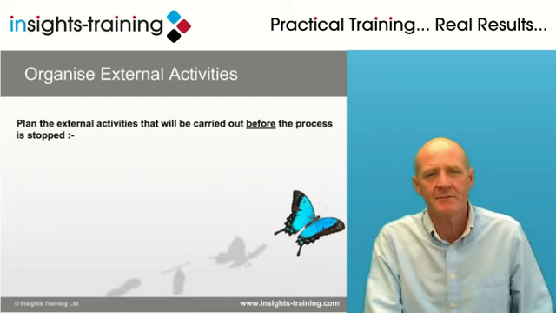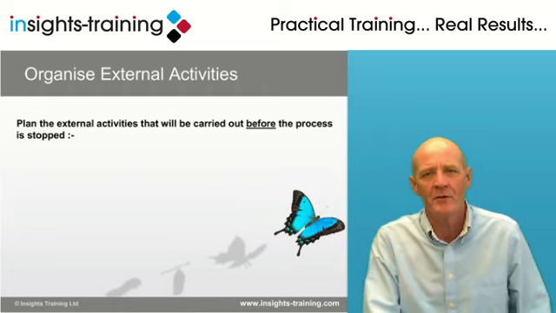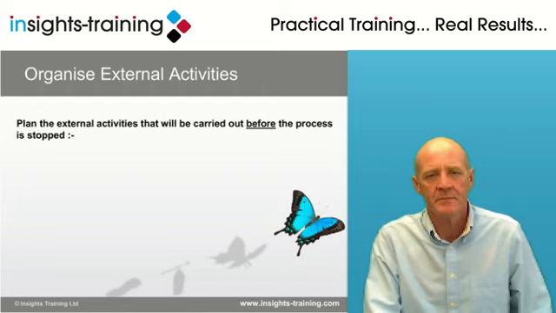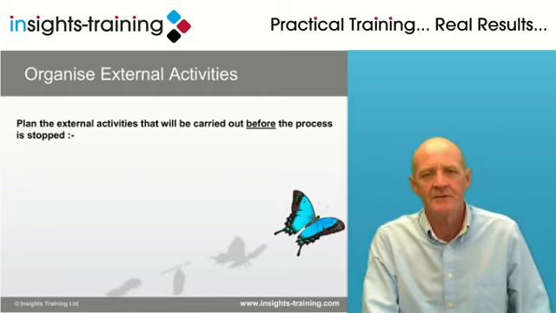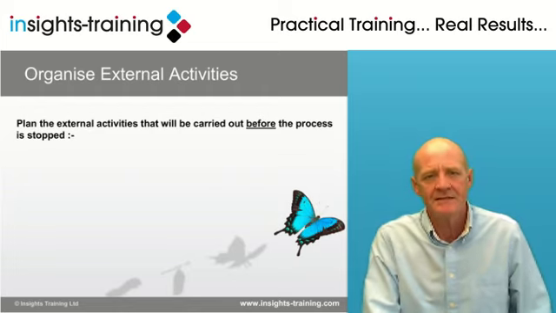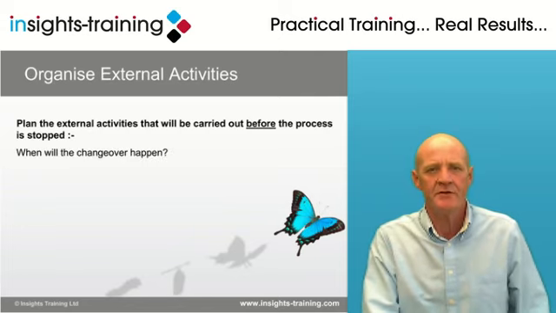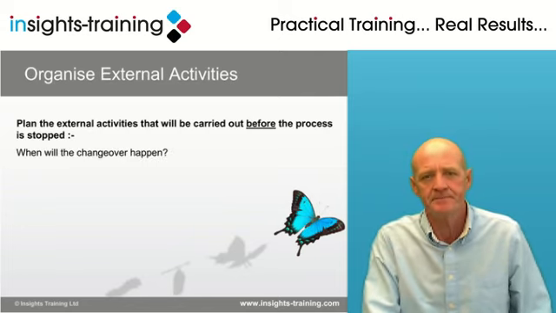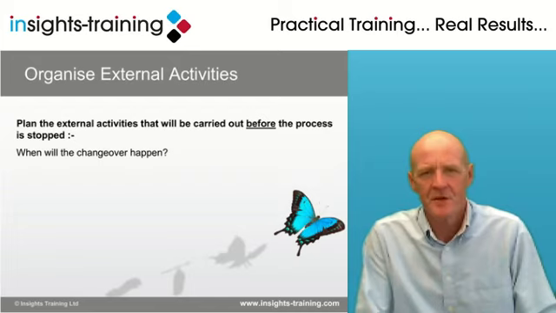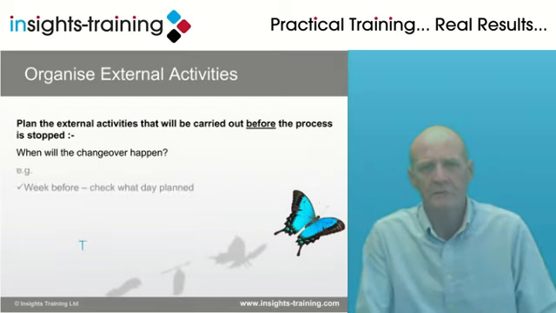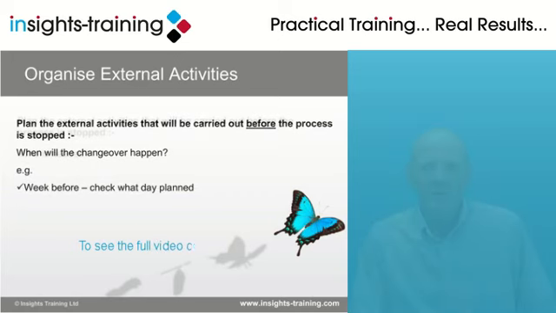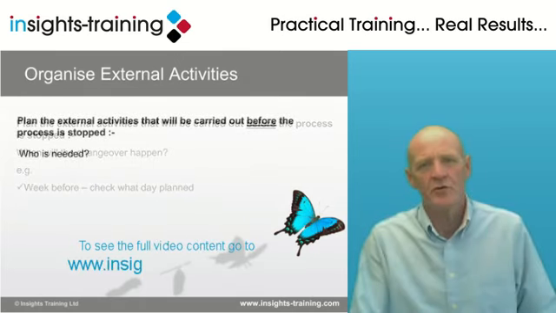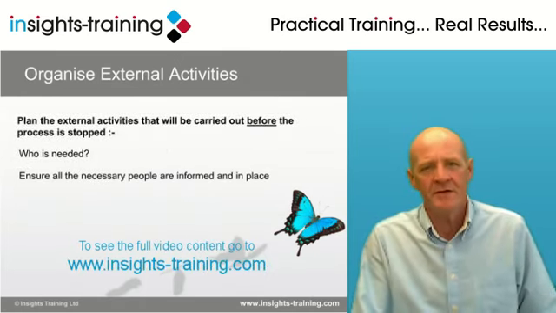Let's look again at the example I used in part 1, the Formula 1 pit stop. The pit stop isn't a surprise. Everybody knows when it's going to happen, and similarly you should know exactly when your changeover is going to happen. So, depending how big a changeover it is, plan ahead, for example, the week before. So, who is needed? Ensure all the necessary people are informed and ready to be in place for the changeover.